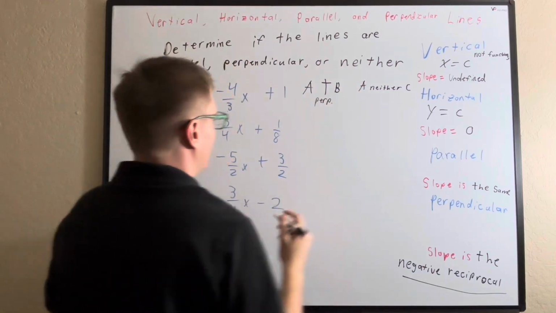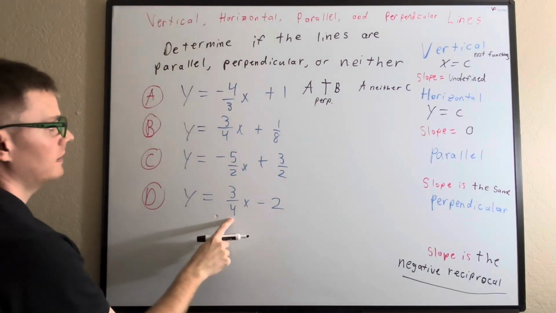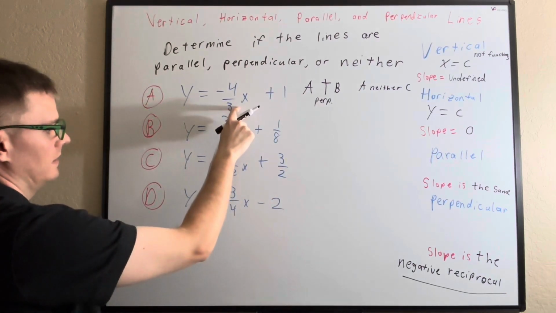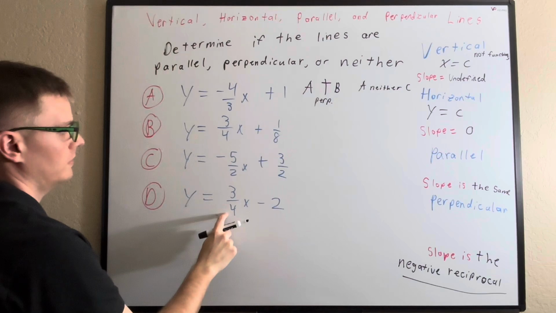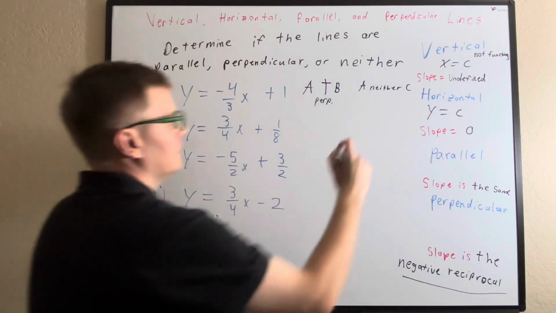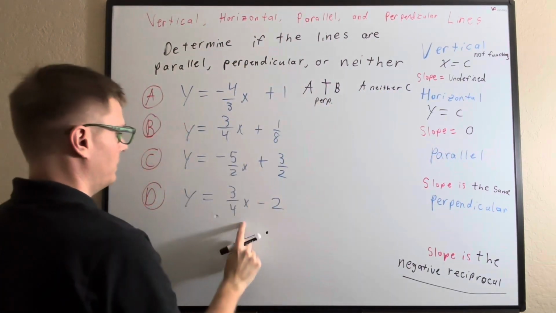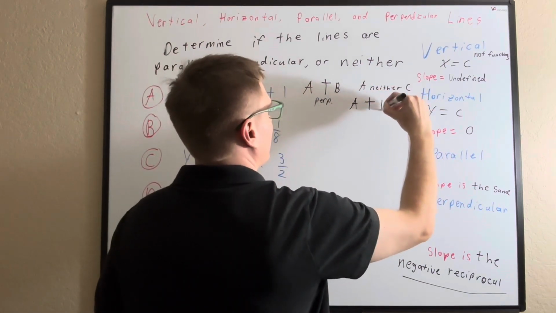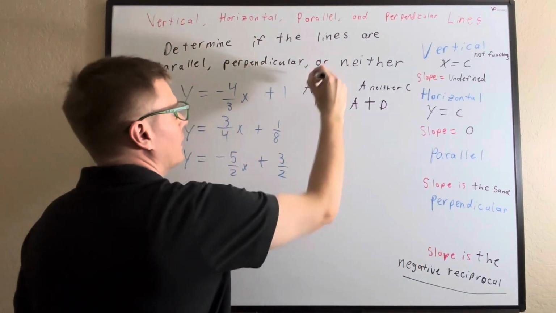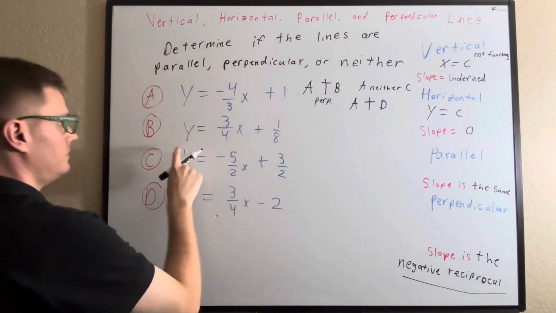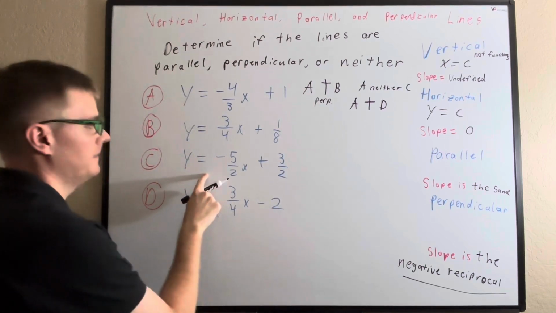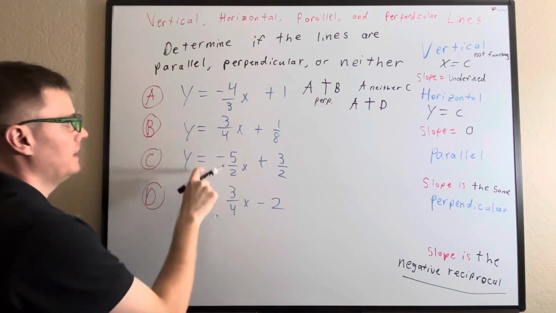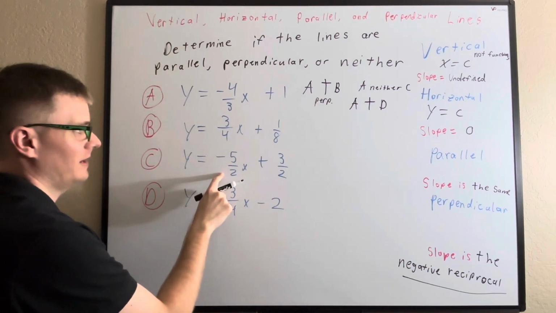Okay. And what about A to D? -4/3, 3/4. That's perpendicular, right? That's a negative reciprocal again. So A perpendicular to D. All right, that's the first one. What about B? B to C. The first four, actually. B to C, 3/4 and -5/2.